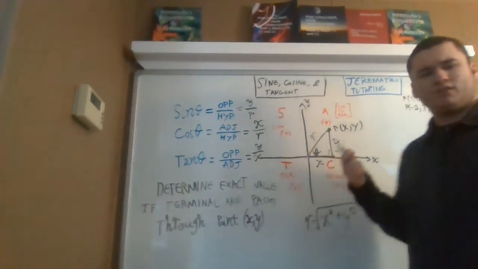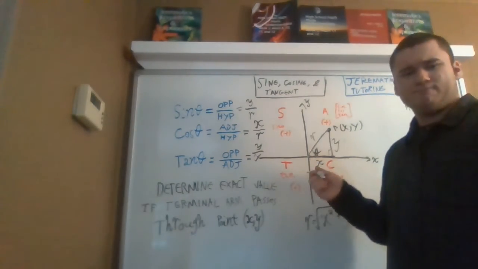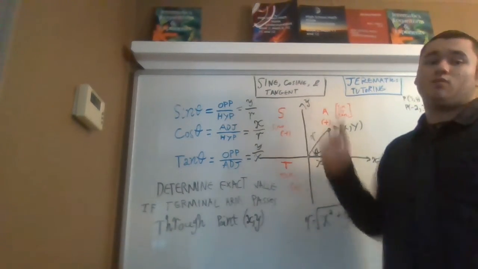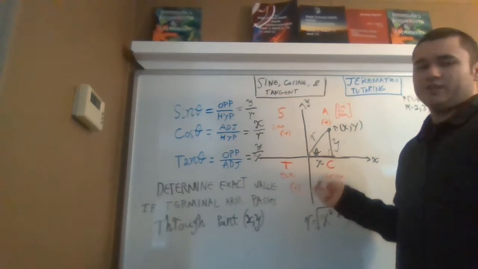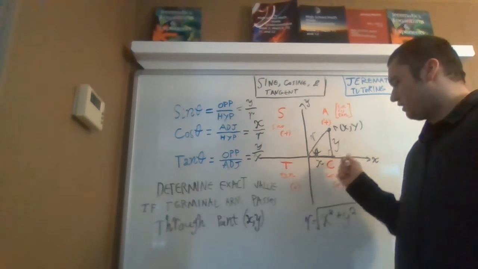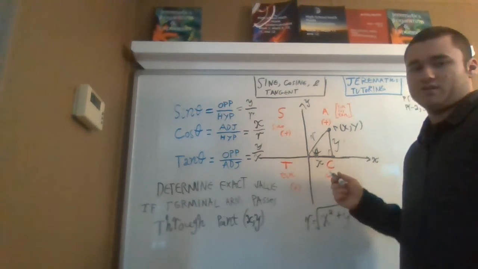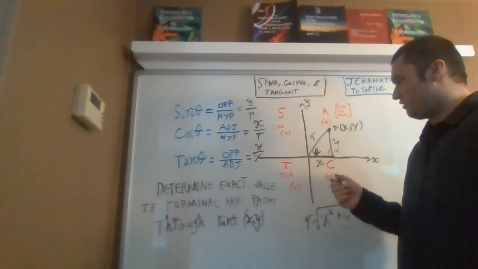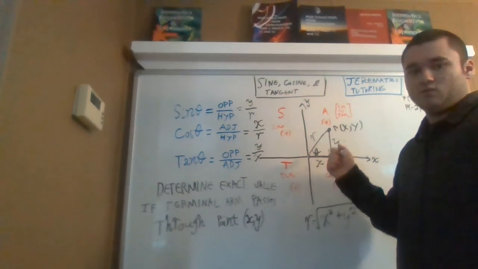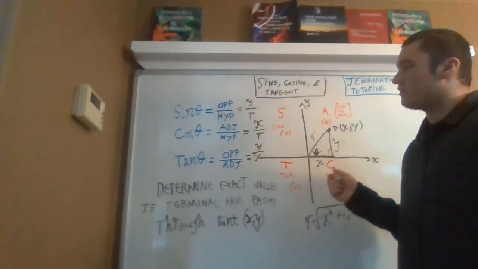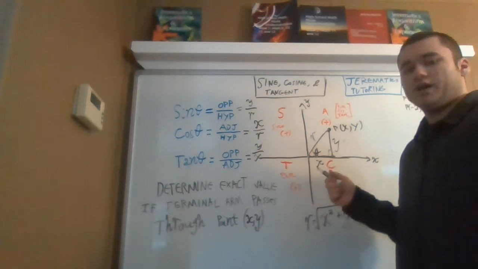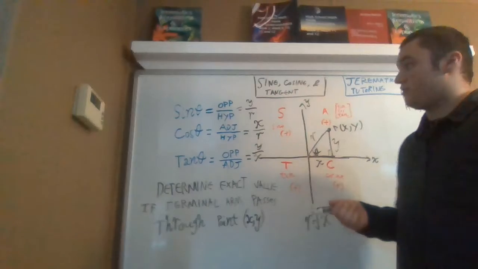Quadrant 4, cosine. Only cosine is positive in this quadrant. Why is that? Well, sine is y over r. Is y positive or negative in this quadrant? Y is negative. X is positive in this quadrant, and the hypotenuse is positive. So since x is positive, y is negative, and the hypotenuse is positive, anything involving your y will have a negative as a result.